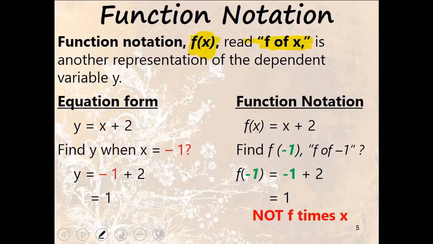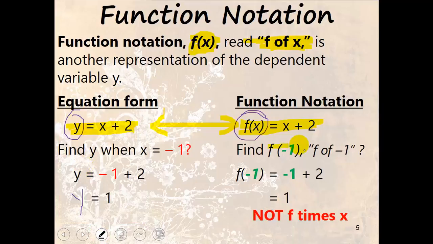In equation form, what we're used to seeing, y equals x plus 2. The same expression written in a different notation is f of x is equal to x plus 2. What's changed? Just this. You take out the y and you put in f of x. Now in equation form, we're asked to find the value of y when x is equal to negative 1. So we plug in a negative 1 and we do our order of operations and we get y is equal to 1.